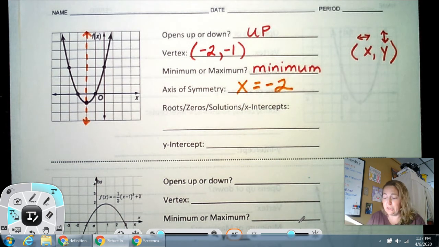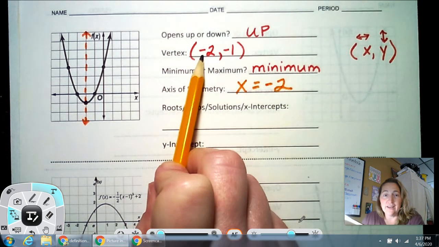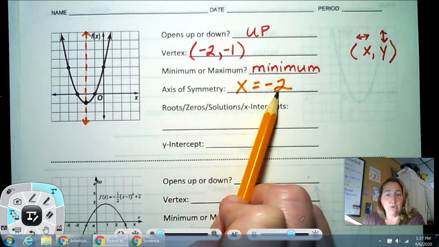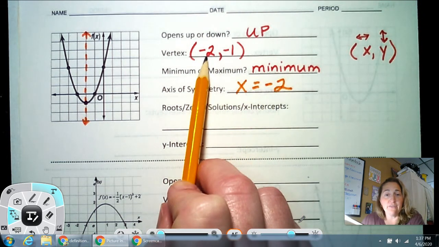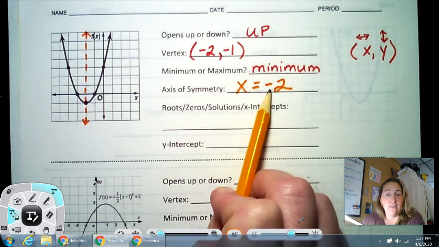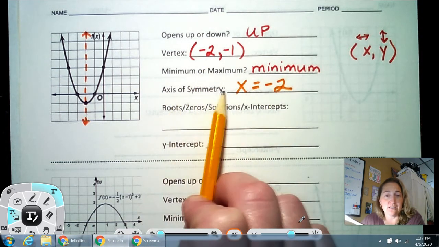And what you are hopefully noticing is I had a -2 in my vertex and a -2 in my axis of symmetry. Those are always going to be the same. The x-coordinate of the vertex is always going to be the value we use for the equation of our axis of symmetry.